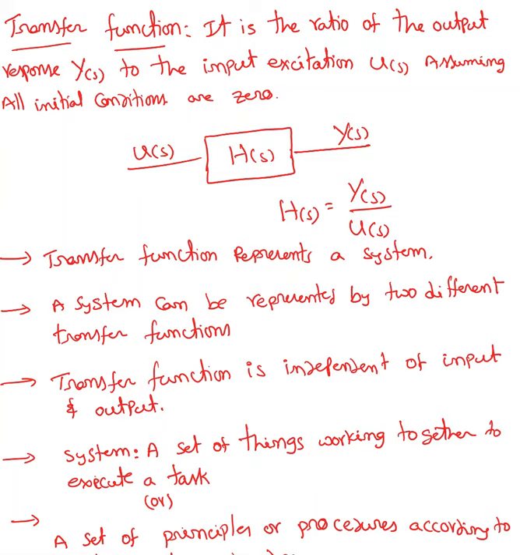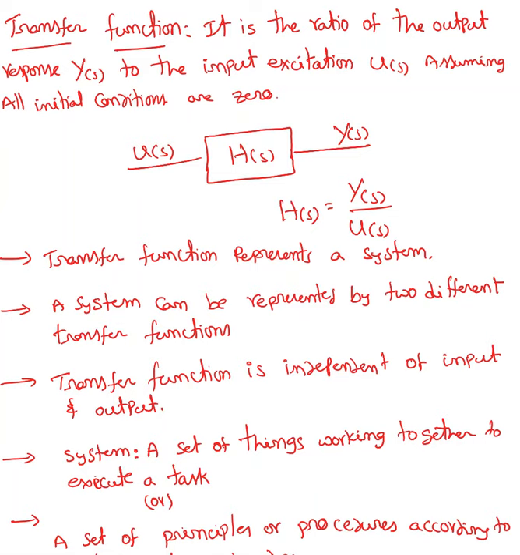In this video, we're going to talk about transfer function, and most probably we're going to solve a couple of examples based on the transfer function, or how to find a transfer function in an electrical circuit. A transfer function is nothing but a ratio of output response to the input excitation. Output we usually represent with y of s, and input with u of s, sometimes x of s, assuming all initial conditions are 0.